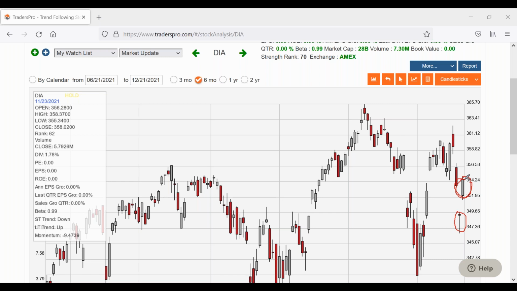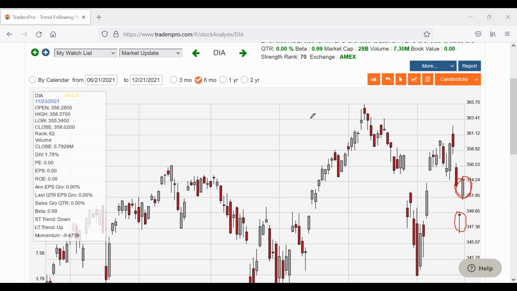I am going to watch into the close. Do we fade into the close? That wouldn't be a very strong sign. It doesn't have to close at the highs of the day, but you'd like to see it close near the highs of the day. If it fades significantly into the close, that would worry me.